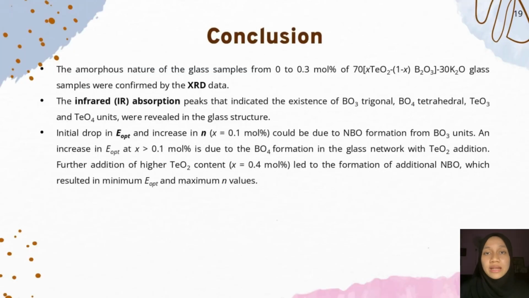In conclusion, the amorphous nature of the glass samples from 0 to 0.3 mole% was confirmed by the XRD data. Then IR absorption peaks indicated the existence of BO3 trigonal, BO4 tetrahedral, TeO3 and TeO4 units. Meanwhile, for the optical bandgap, the initial drop in E-opt and increase in n at X equals 0.1 mole% could be due to NBO formation from BO3 units, whilst the increase in E-opt at X larger than 0.1 mole% is due to BO4 formation in the glass network with TeO2 addition.